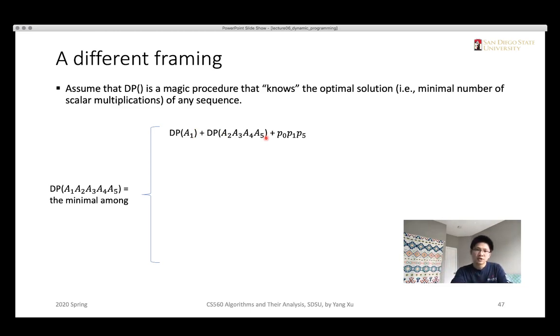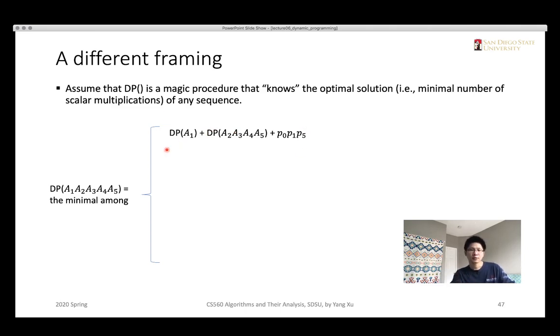And the additional cost comes with the final step, when you multiply the resulting two matrices together. So this P0 and P1 are just the dimensions of A1, right? And this P1 and P5 are the dimensions of the resulting matrix of A2 to A5. Okay, so this is just one possible way of doing a split.